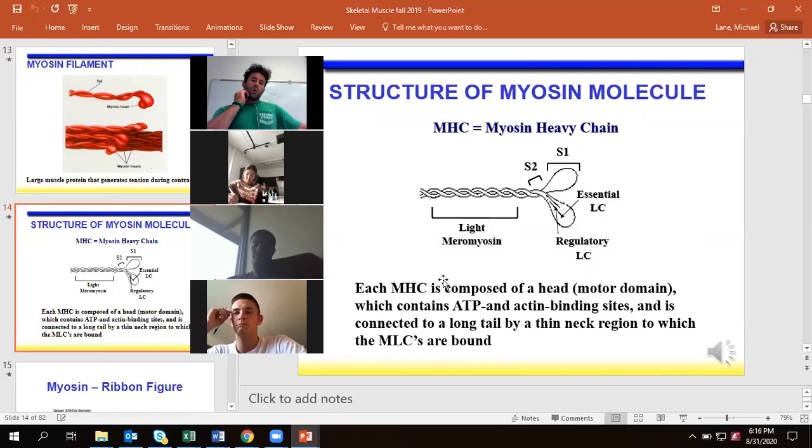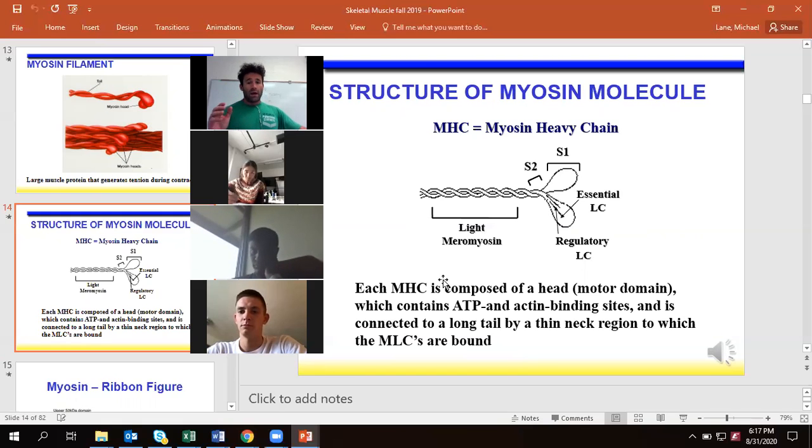Okay, so think of it along the lines of your slow twitch gives you effectively a 5 mile an hour speed. Your fast twitch 2A gives you a 10 mile an hour speed, and then your 2X gives you a 12 mile an hour speed. Now, the essential and the regulatory light chain are able to increase or decrease each of those numbers by 1.